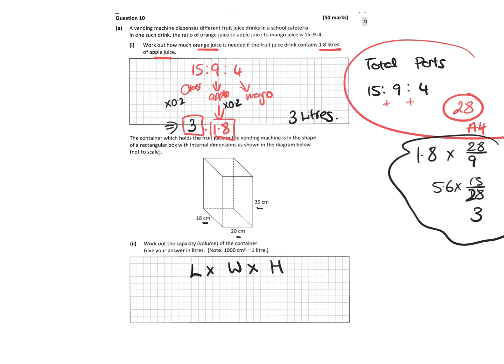So it is going to be 20 by 18 by 35, and your final answer here is 12,600 centimetres cubed. They've asked for our answer in litres. They've been really helpful and told us that 1,000 centimetres cubed is equal to 1 litre. So the answer here is 12.6 litres. Okay, so if you left it in this format, you would have lost just 1 mark here.